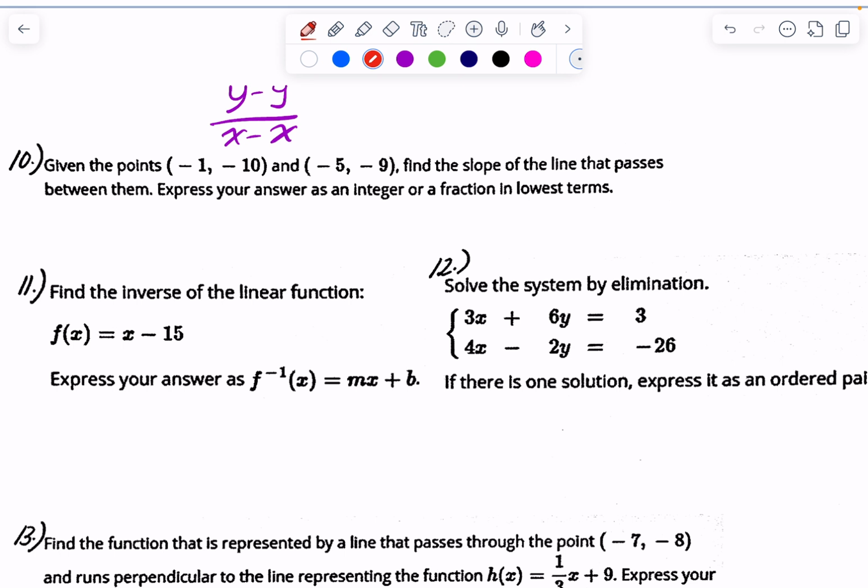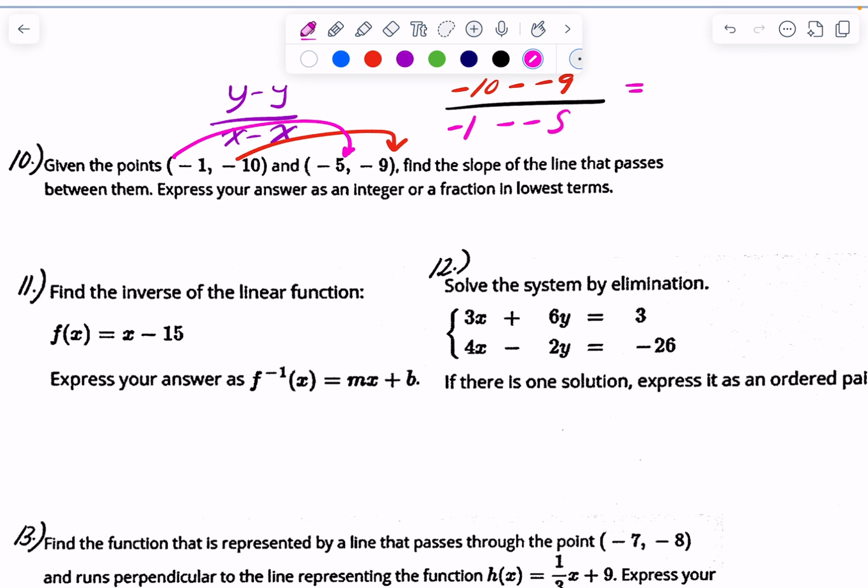So I'm going to go like this. This minus this, so negative 10 minus negative 9, then divided by, you have to then subtract your x values. I moved from left to right, so I need to move from left to right with my x's. So negative 1 minus negative 5.